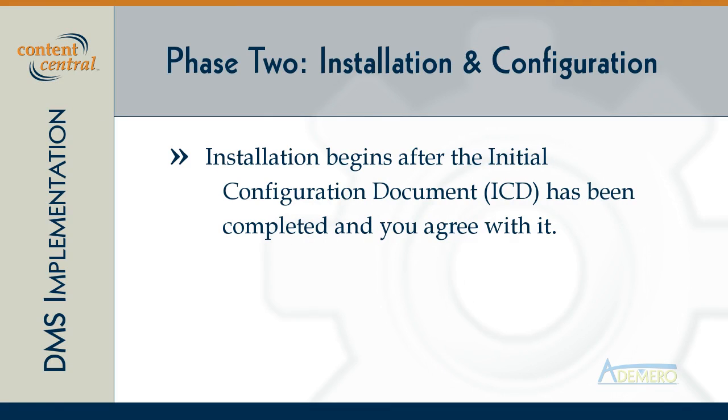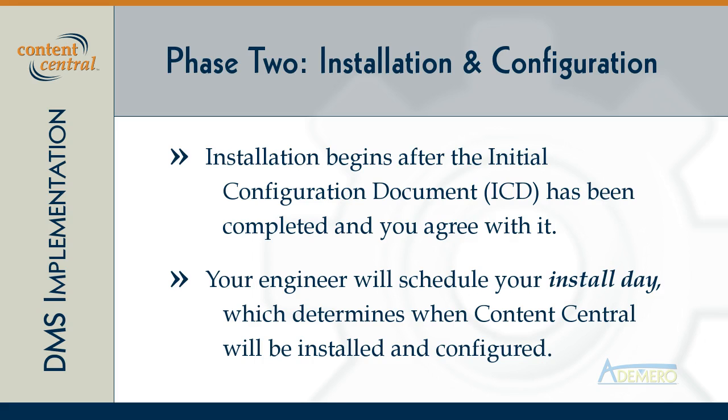After you and your engineer complete each section in the initial configuration document and you've signed off on it, your implementation moves into the next phase, which is the installation and configuration phase. Your engineer will schedule your install day, which is the day your Content Central is installed on your server and then configured based on everything you and your engineer decided during the preparation phase.